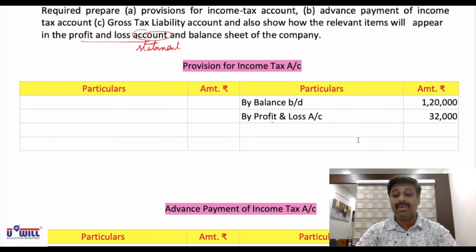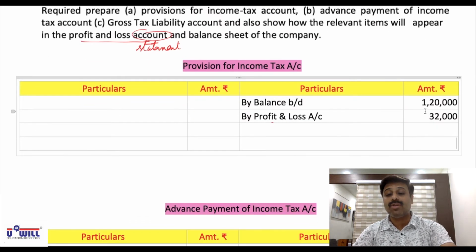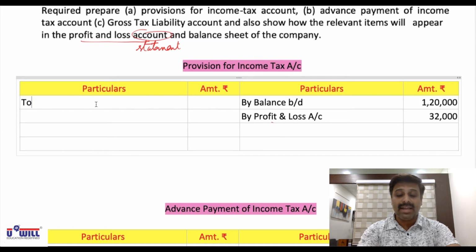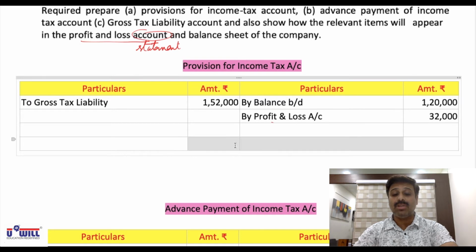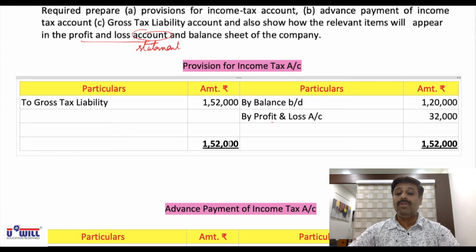Now here what will happen? After creating this provision of 1,52,000, we will set it off against tax liability. So on the debit side to gross tax liability account, we'll adjust this amount against gross tax liability, 1,52,000. So it will become a squared up account. 1,52,000 will be the total of both the sides.